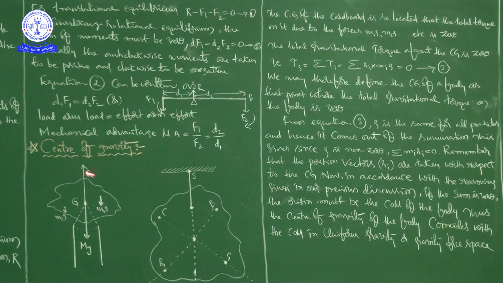Center of gravity is an imaginary point where the total weight of an object is supposed to concentrate. Supposed to concentrate. Okay, right.